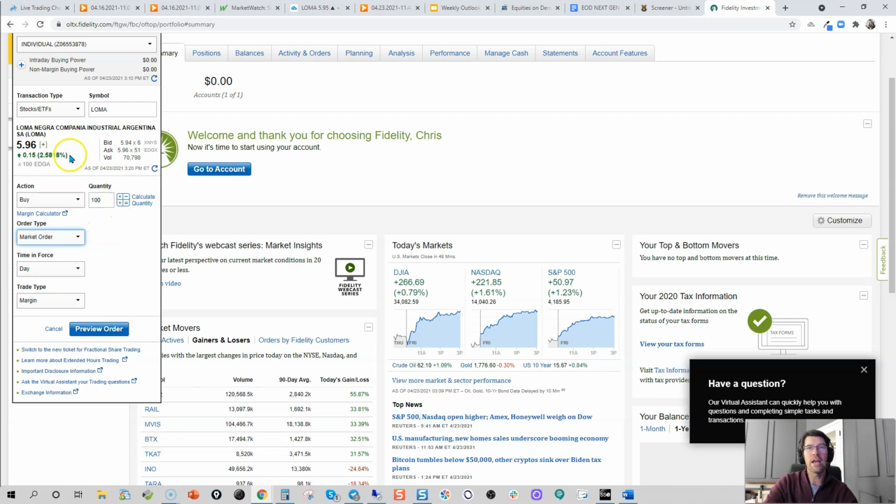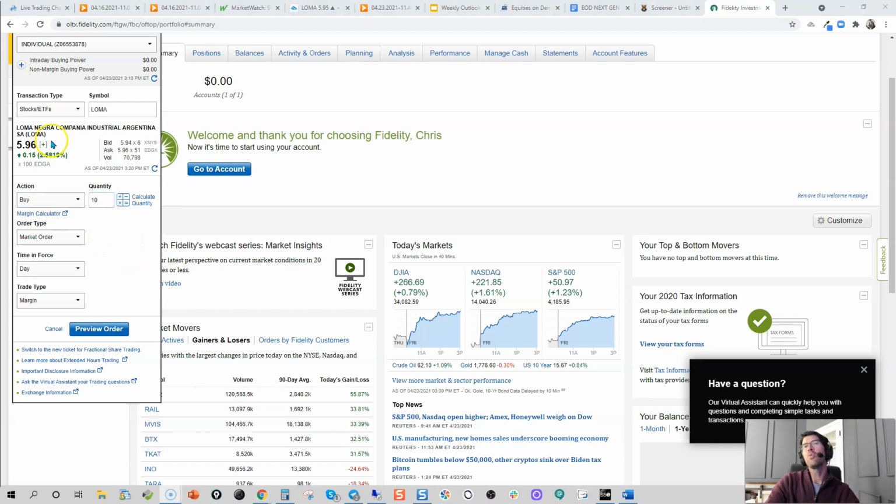So if I want to buy it right now at 5.96, I could do that right here with a market order to buy 100 shares at 5.96. If I'm not going to buy 100 shares, then I can put in 1 share, and I can spend $5.96 and try to make some money. If I'm going to buy, let's say, 10 shares, obviously put in whatever you want.